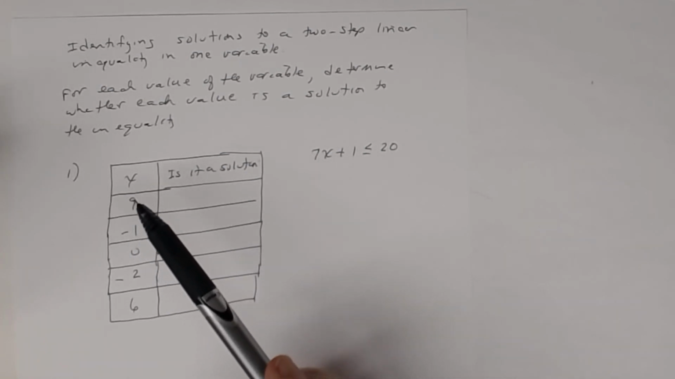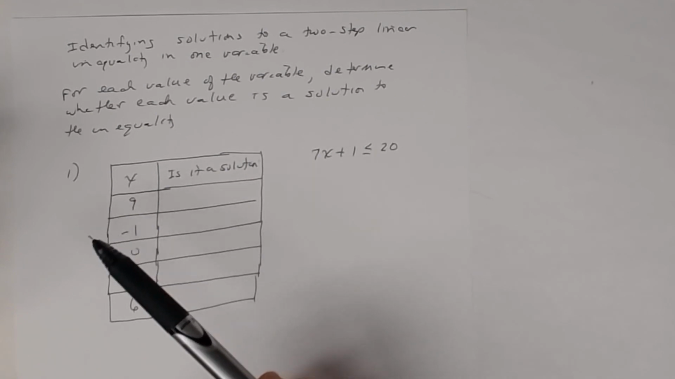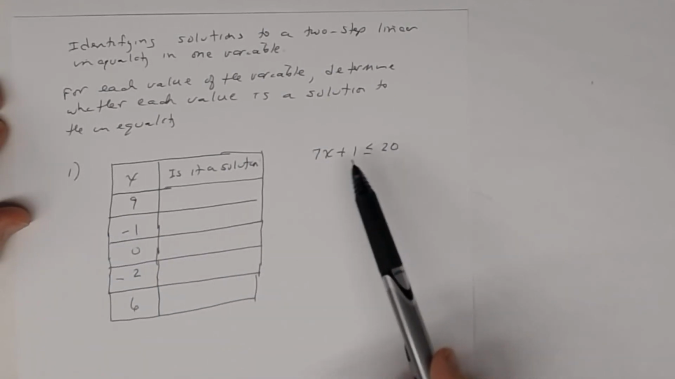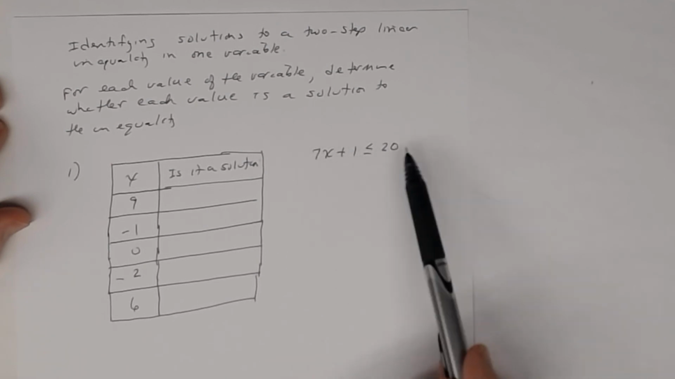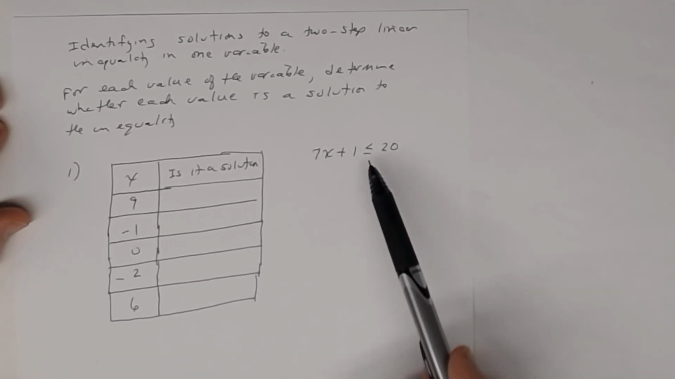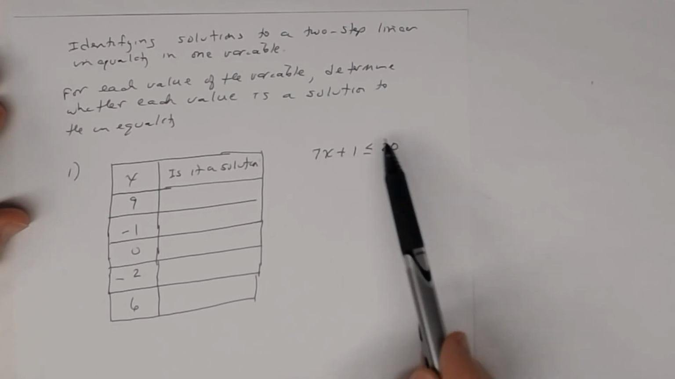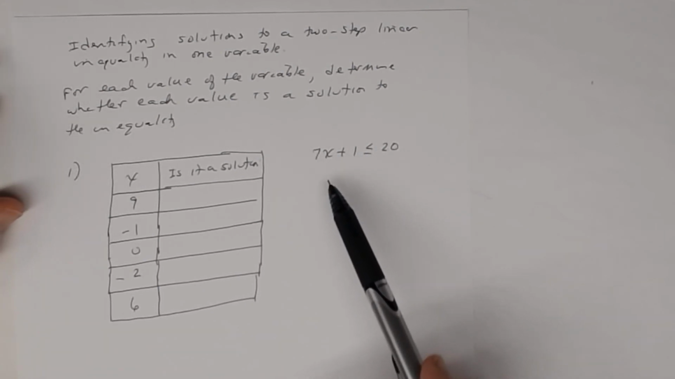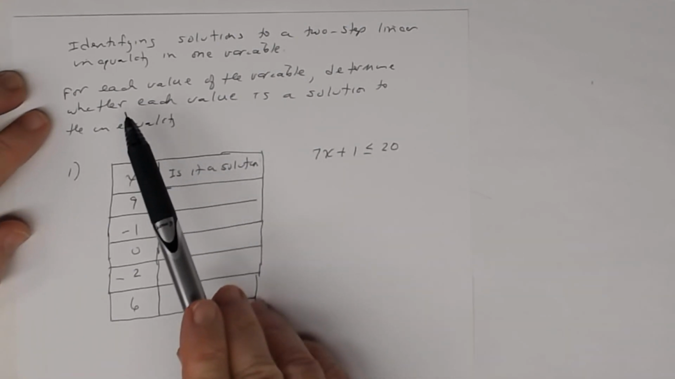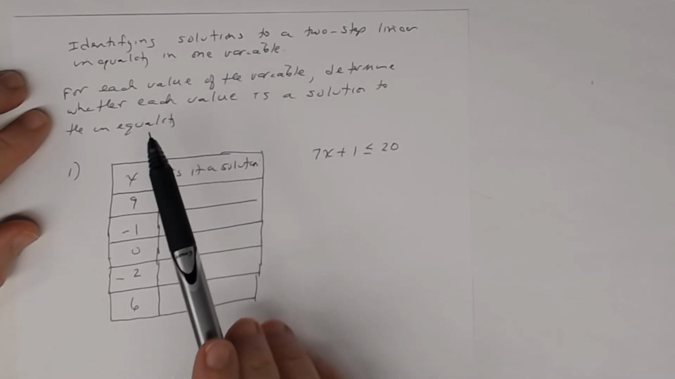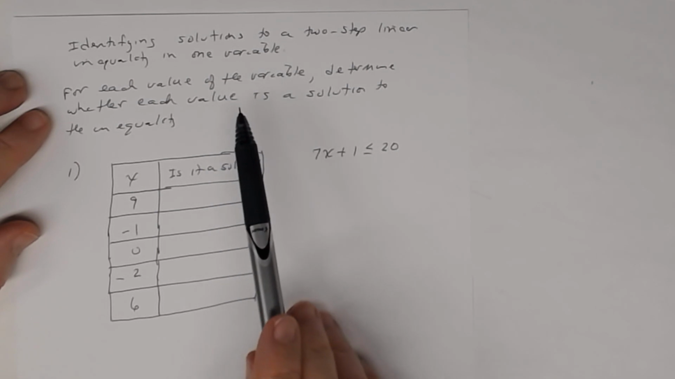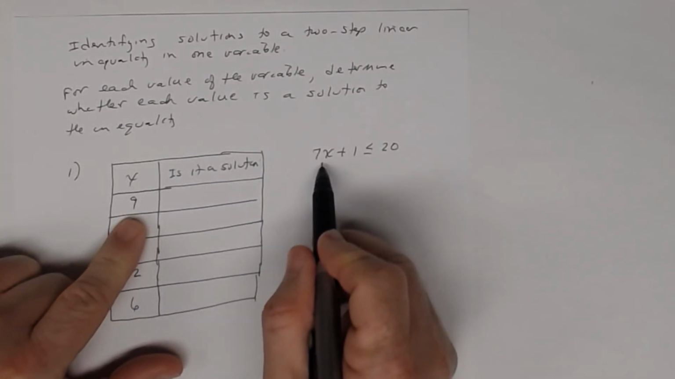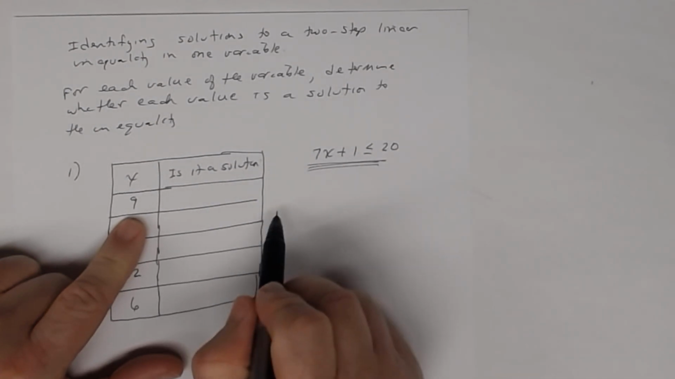with an equation, a value of x is a solution if it makes the left-hand side and the right-hand side true. So in other words, in this case, it's less than or equal to, let's put it this way, if it makes this inequality statement a true statement, okay? So the direction says for each value of the variable, determine whether each value is a solution to the inequality.